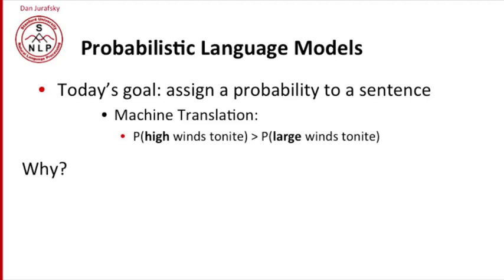In machine translation, for example, we'd like to be able to distinguish between good and bad translations by their probabilities. So "high winds tonight" might be a better translation than "large winds tonight," because "high" and "winds" go together well.